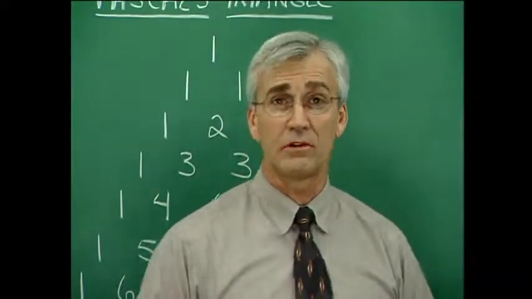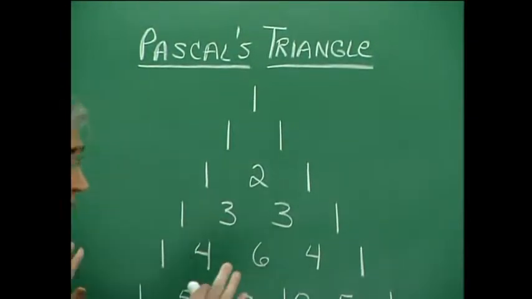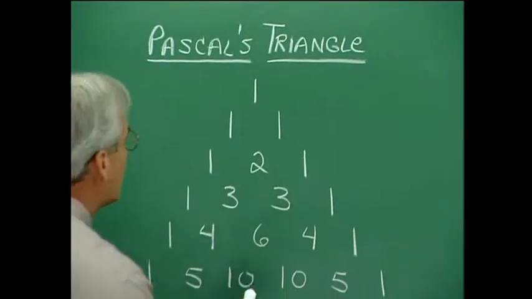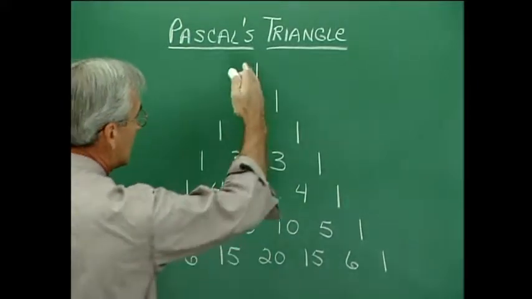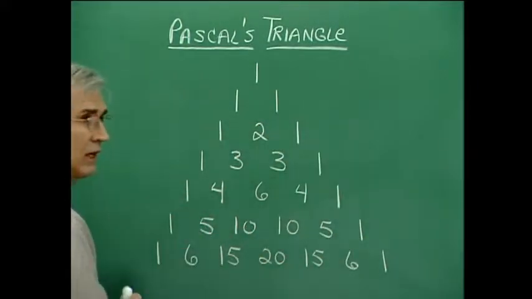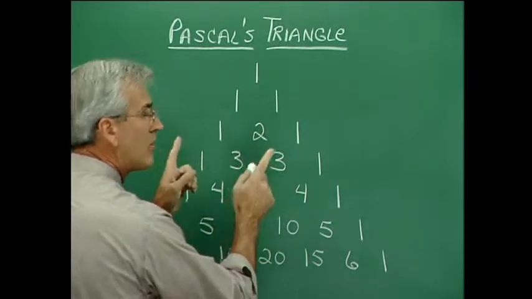This array of numbers is called Pascal's triangle. It is an array of numbers that is sort of self-generating. I want you to notice that 1s appear along this part of the triangle and 1s appear along this side of the triangle. And the interior numbers are generated by adding items that are above.